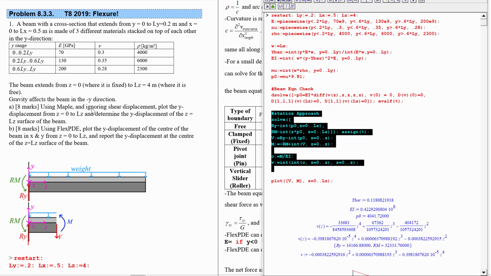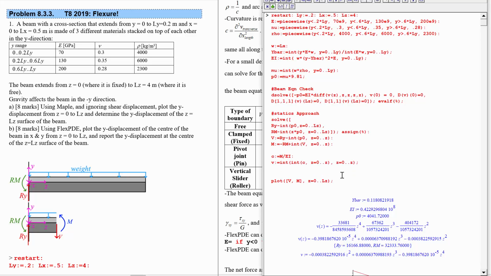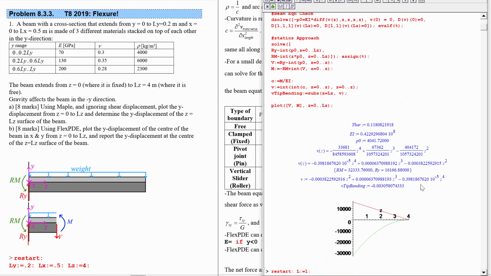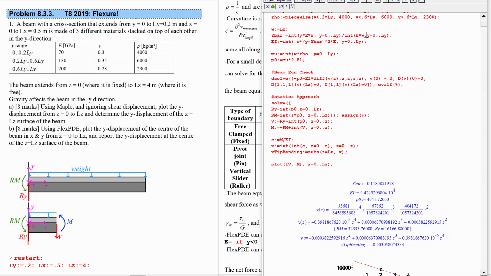Oh, actually, I suppose we can also find out what the displacement is at the z equals LZ surface. And to do that, we'll just say subs z equals LZ into V and call this V tip bending. Doesn't matter which of the V's we used because it's the same thing, so we're just going to use the one we assigned from statics earlier. So V tip bending looks like it's 3 millimeters down is how much this beam has bent under its own weight after 1 meter. That's a lot more than the T-beam we were dealing with before.